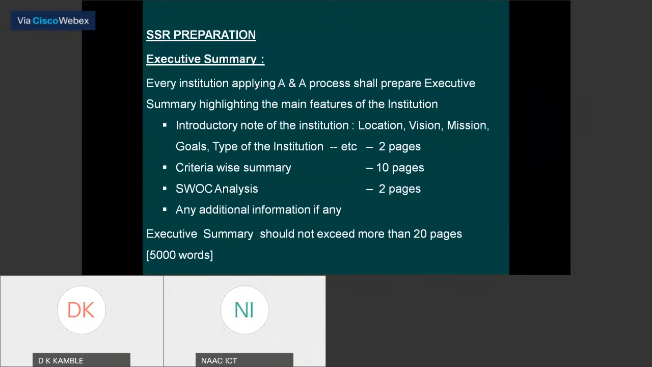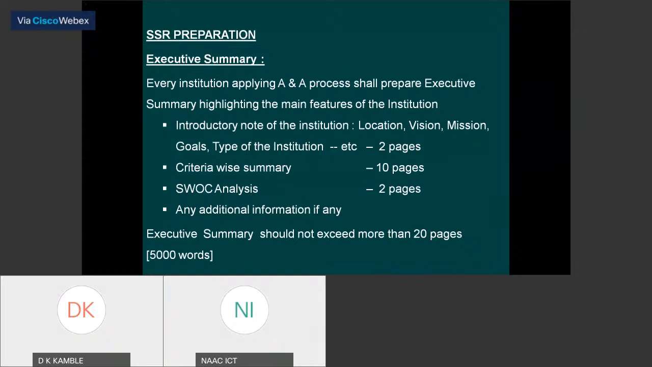Those institutions have to submit the annual quality assurance report, AQR, to NAAC through online. And that option is available in your institutional portal, Manage AQR. Yearly, the institution has to submit the AQR to NAAC online. And that same AQR should be available on their institutional website. It is mandatory for all the institutions in the country. Then coming to preparation of SSR.